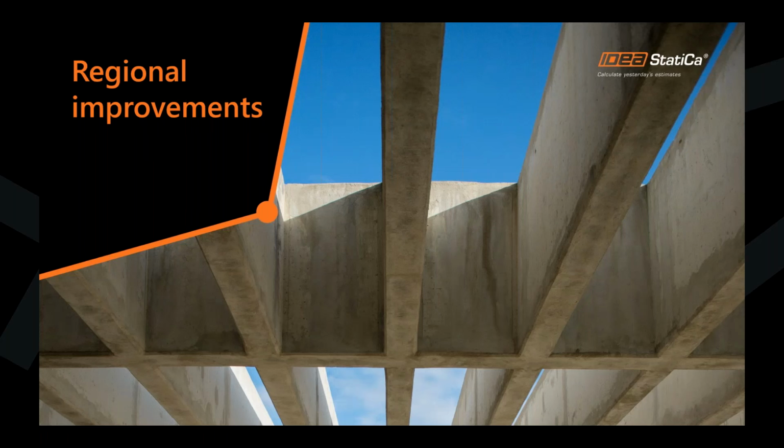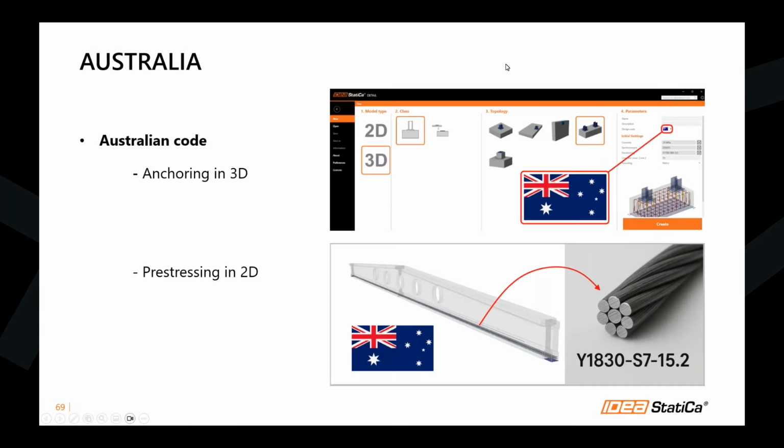So regional improvements. We are focusing a lot on not only regions geographically, but also design codes. Not only people from Australia design with Australian codes. As you heard from Lukáš, there are 2 main use cases newly covered. So in 3D solution, now the full package of anchoring options is available under Australian code, and for 2D solution, pre-stressing is available in the detail.